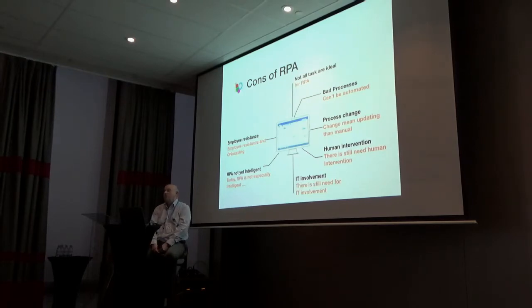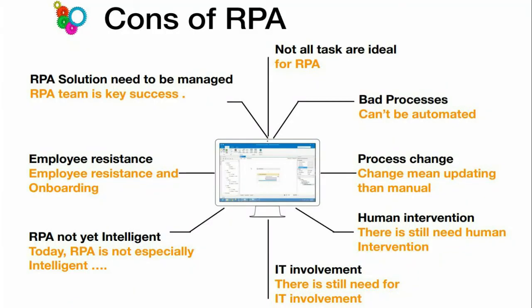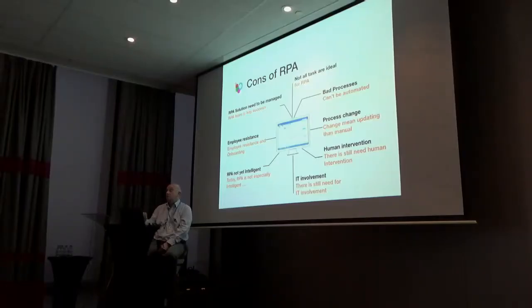And it's also complex because you have employee resistance. It's normal because you say, okay, you have a job, you do a repetitive job, I want to change your job, and it's normal that you have some employee resistance. You have the same resistance when you try to implement iDempiere in a company. And an RPA solution needs to be managed to implement it. Similar to implementing iDempiere, you need to find a sponsor, you need to find a leader, you need to create a team to implement RPA.